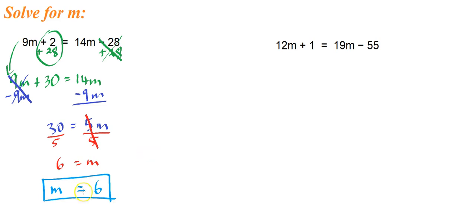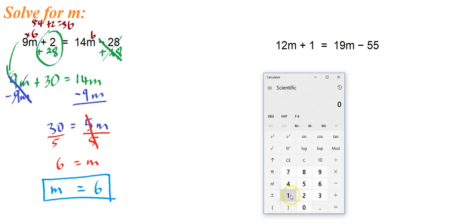We can check to see that that is correct. What we do is we substitute in 6 where the m is. So that would be a 6 and that would be a 6, right? So it's 9 times 6, which is 54, plus 2, okay, is 56. So the left-hand side of the equation equals 56. On this side, let's check that out as well. Let's use our calculator. 14 times 6. What does that equal? 84.